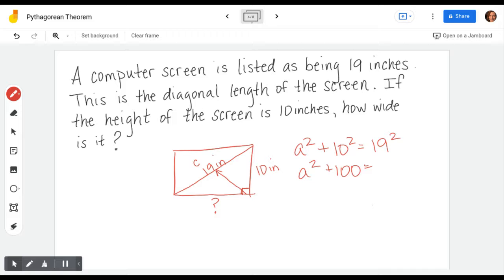Let's double check. I always second guess myself when I'm making the videos, afraid that I'm going to make some really stupid mistake. Yeah, 361. To get A squared by itself, I want to subtract 100. So that gives me A squared equals 261. That's not a perfect square. So when I do the square root of 261, I get about 16.2 inches.